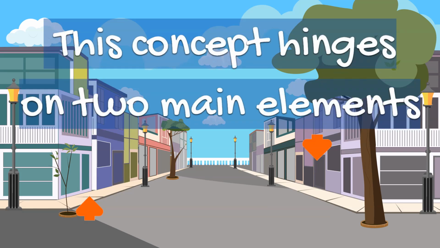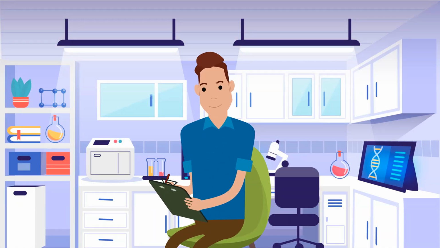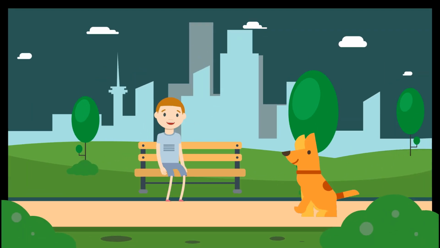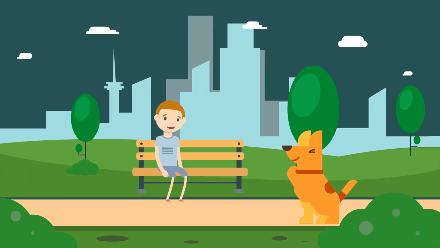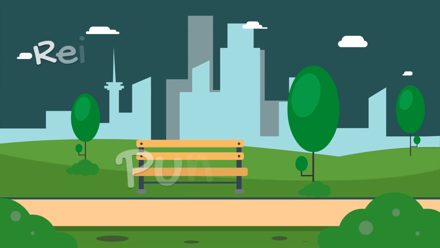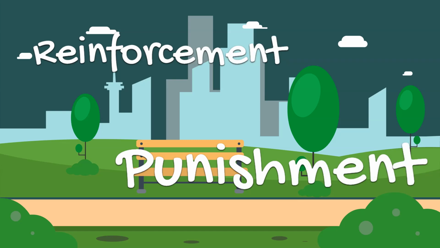This concept hinges on two main elements: reinforcement, which increases the likelihood of a behavior, and punishment, which decreases it. Skinner showed that by systematically manipulating these outcomes, the frequency of a specific behavior could be increased or decreased. Understanding operant conditioning gives us powerful insights into why we do what we do and how our environment shapes our behavior in profound ways. So first, let's explore the key concepts of operant conditioning: reinforcement and punishment.